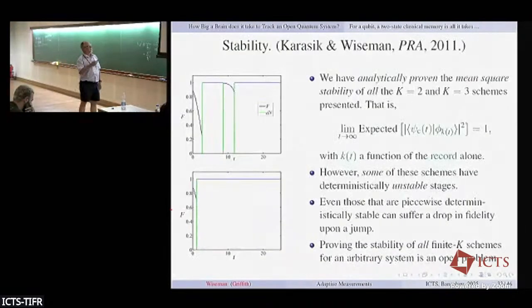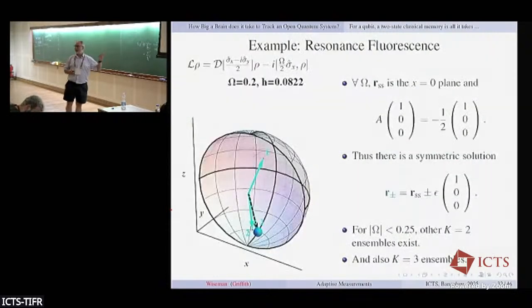Okay, you might wonder, I've assumed perfect measurements and everything, and the theorem says that these exist, but are they stable? If I actually realize the adaptive measurement, and I guess I'm getting ahead of myself, for all of these simple cases we can explicitly find the adaptive measurements that are required to make the system jump between these states.